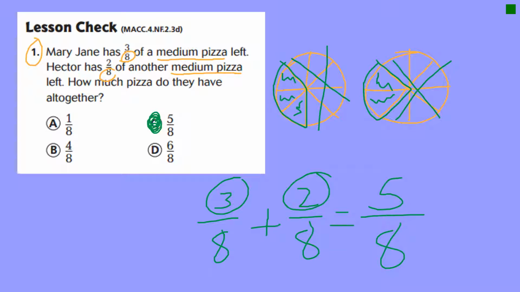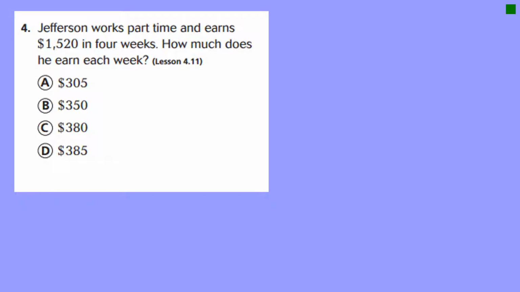Woohoo! Rock on with this lesson. All right, now we're down to the review. This is chapter 4, lesson 11. All right, let's see how this is.